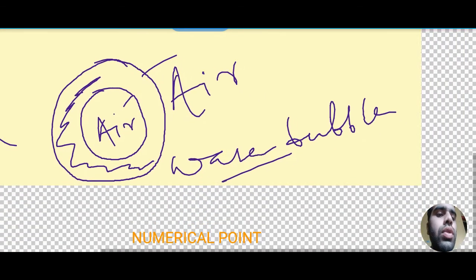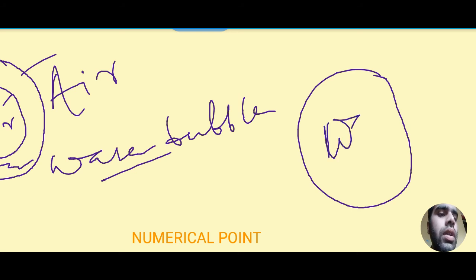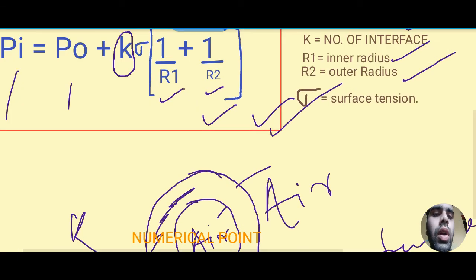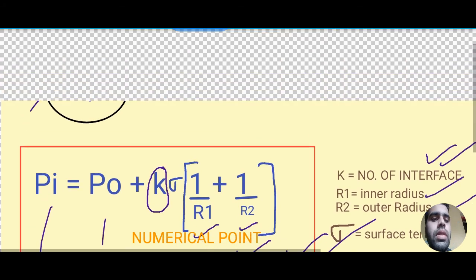Suppose we take a water droplet. Water droplet means inside is water and outside is air. So there will be only one single surface. So the value of K will be 1. Okay, this is all about the Young-Laplace equation.